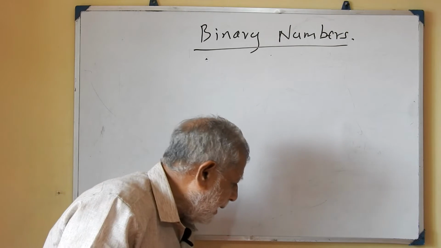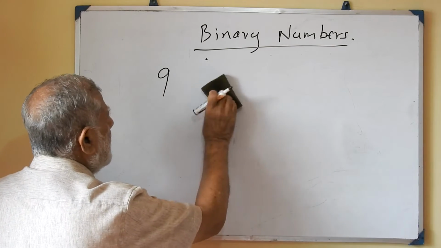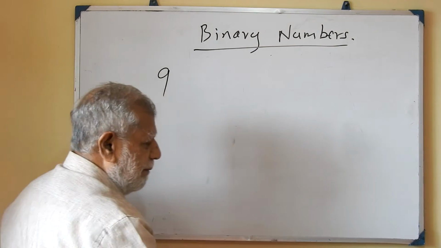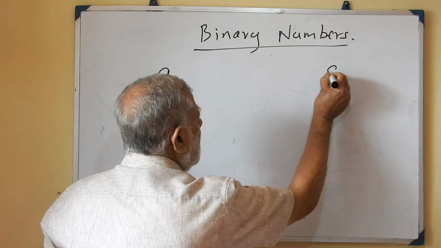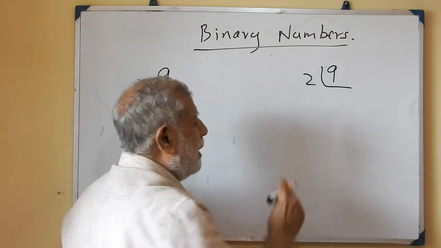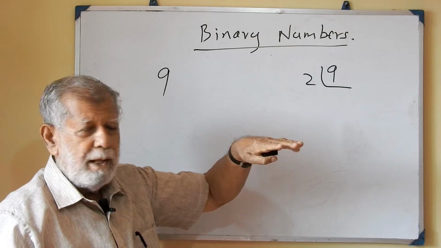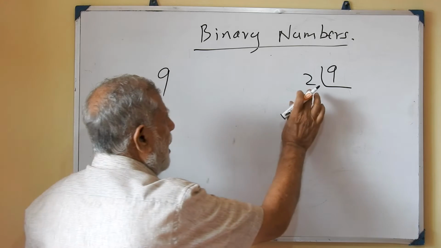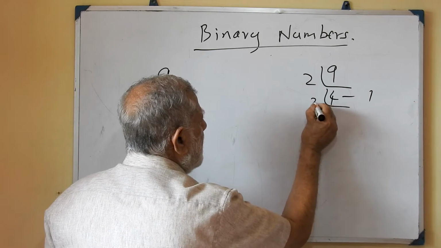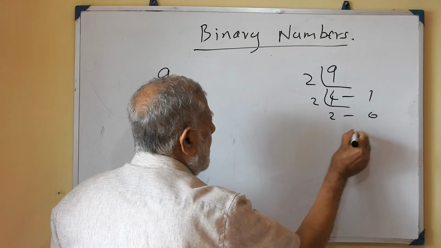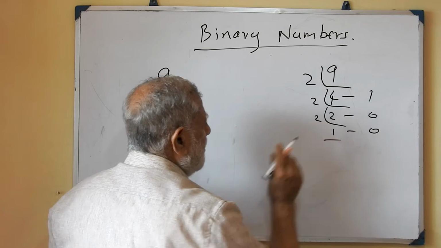We'll take a simple number. We'll take the number 9. This is a decimal number we want to convert to a binary number. How do we do that? It's simple. What you have to do is put 9 here and start dividing by 2. Now this type of division only you have to do, not the long division method. So how to do? How many 2s in 9? 4. And remaining 1. How many 2s in 4? 2. Remaining 0. How many 2s in 2? 1 and remaining 0. So we stop with 1 there.